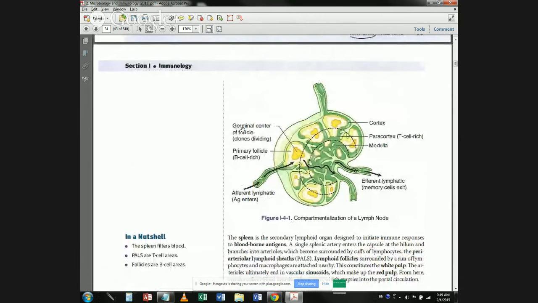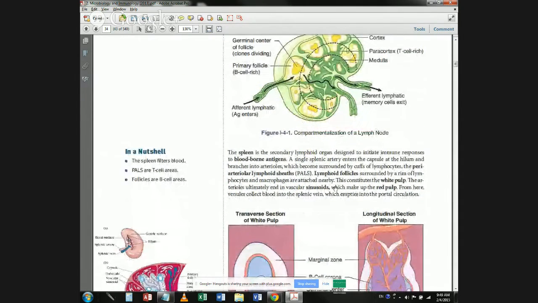Okay, let's go over the picture real quick. Germinal centers, this is the follicle, primary follicle, B-cell rich. You see that in the middle, this is the germinal center of the follicle. This outer part is the cortex, followed by the paracortex, then the medulla. This is the capsule. Under there is the subcapsular sinus. When it enters into the medulla area, it's called the medullary sinus. And this is the afferent, and then this is the efferent lymphatic vessel. I think that about covers it. Awesome.